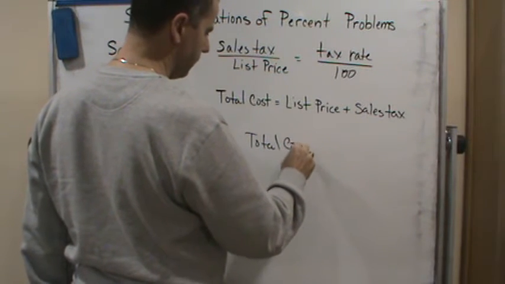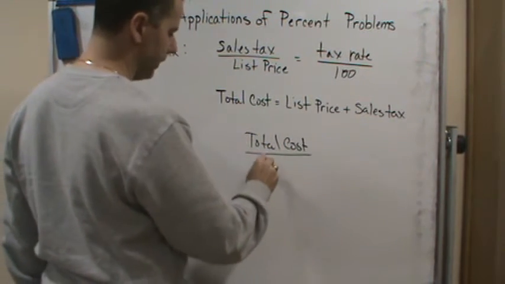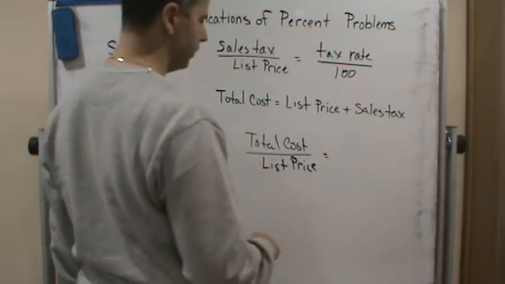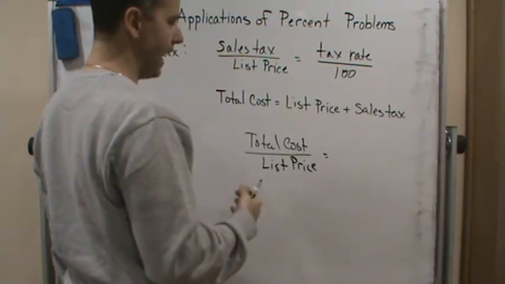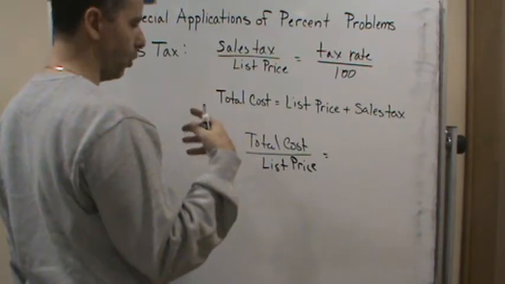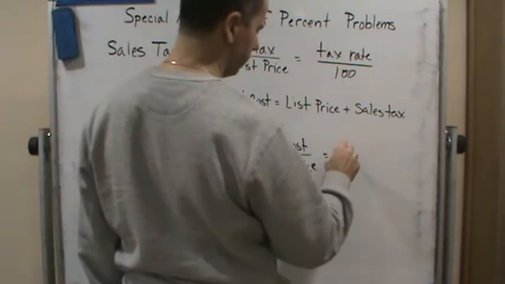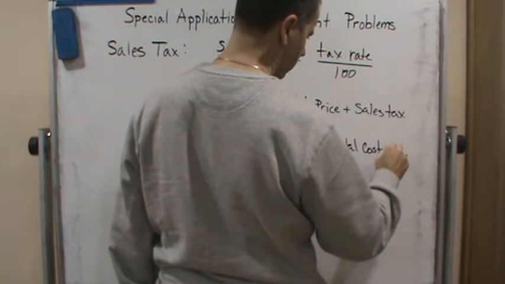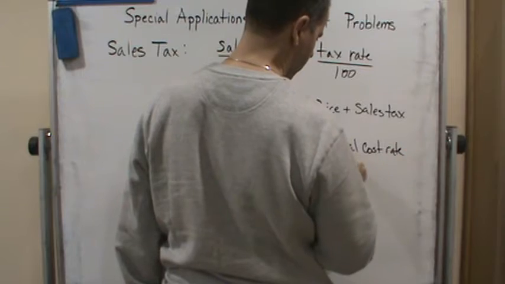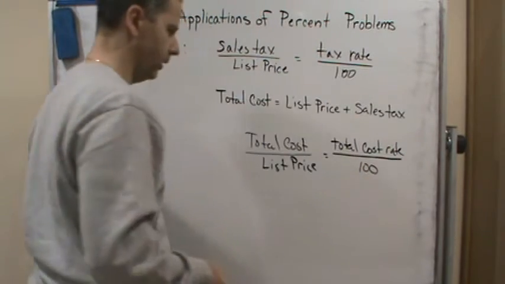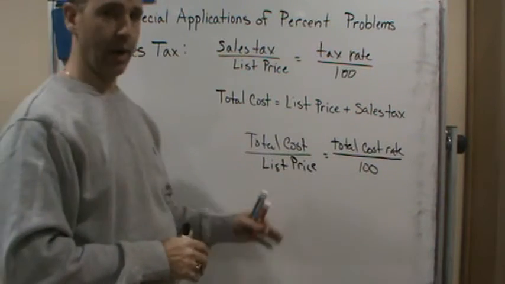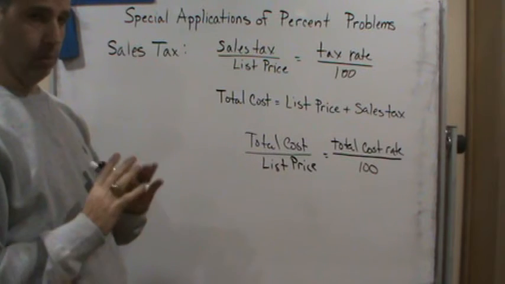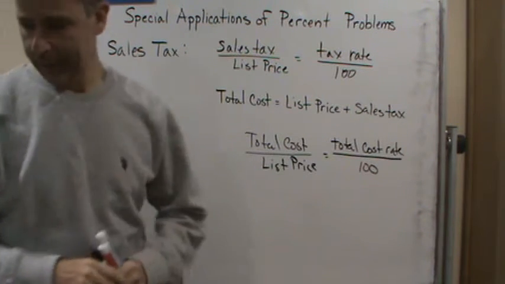total cost divided by list price equals, now in this case it's not going to be the tax rate, but it's going to be the total cost rate, if you will, over 100. Okay? So either way, it just depends on what you're trying to solve for, just like before when we were talking about discounts. Okay? Very similar.